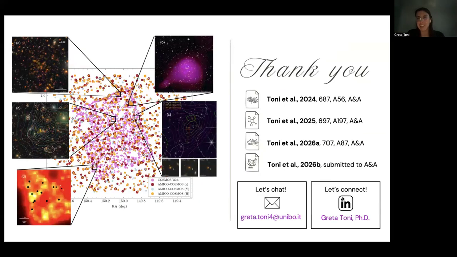So I leave you here with this image that shows all the systems we have detected during these years, and some of the, in my opinion, most interesting and weird detections.